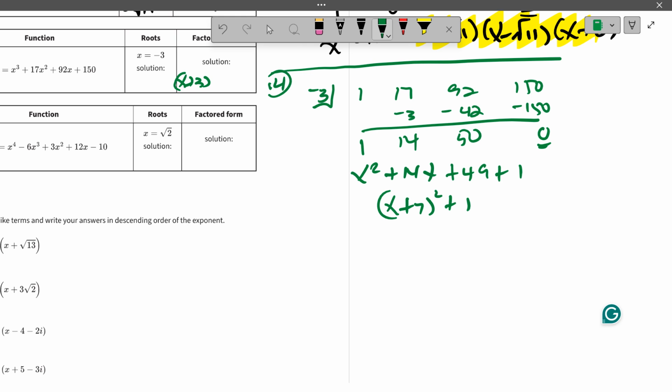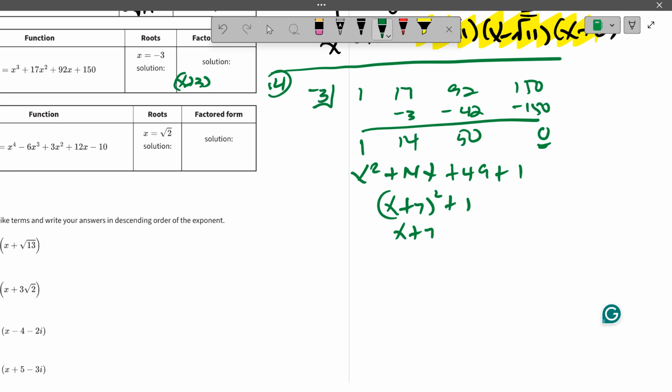Now, why would I do that? Because I'm trying to force this into what would appear to be like a difference of squares. And 1 is a square, and obviously x plus 7 is a square. But it's not a difference, it's a sum. But I can force feed this thing by doing this.